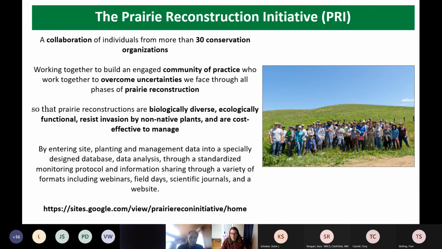So our goal is that prairie reconstructions are biologically diverse, ecologically functional, they resist invasion by non-native plants, and are cost effective to manage. Doesn't that sound like the Holy Grail? Sounds pretty great to me.